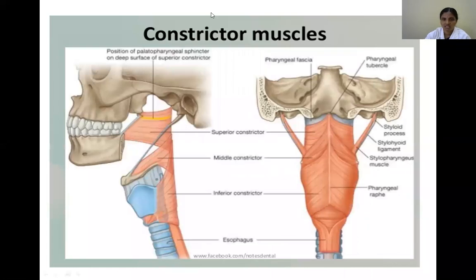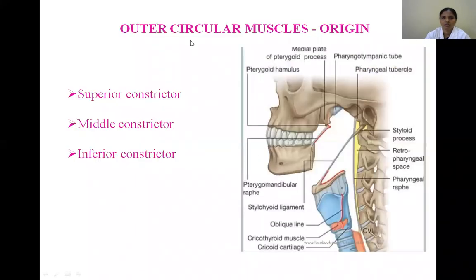Then coming to the constrictor muscles. Okay, these are the constrictor muscles. We'll see them one by one. So these circular muscles, how do they take origin? We see here the superior constrictor origin. This is the middle constrictor, and this is the inferior constrictor.